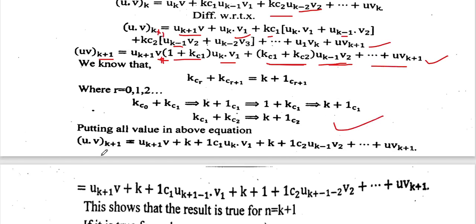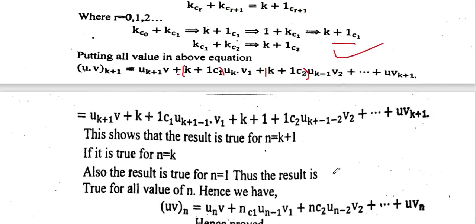So we will put all these values in this equation. We will get (uv)^(k+1) equal to u^(k+1) v as it is, plus (k+1)C1 u^k v1, plus (k+1)C2 u^(k-1) v2, plus and so on, plus u v^(k+1).